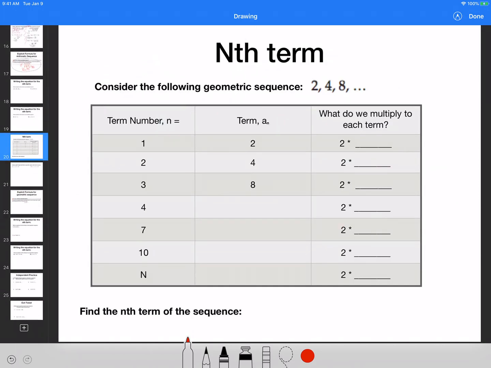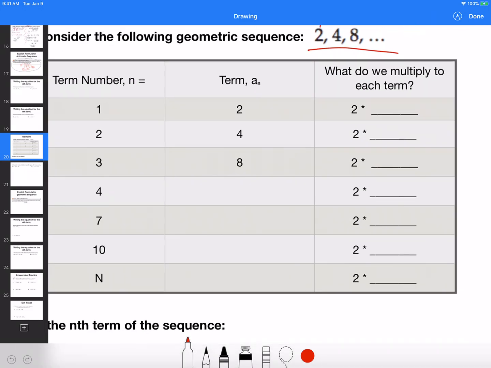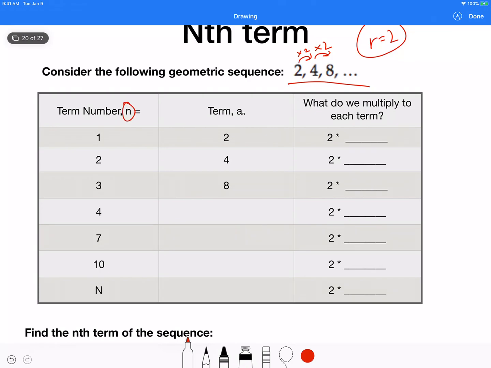Let's consider this possibility in the table: 2, 4, 8. You know that the common ratio here would be times 2, so the common ratio, as we like to call it, is 2. In this table we have these term numbers called n, that's your nth number in the sequence. The first number is 2, the second number is 4, and the third number is 8, as listed. So what do we multiply to each of the terms here?